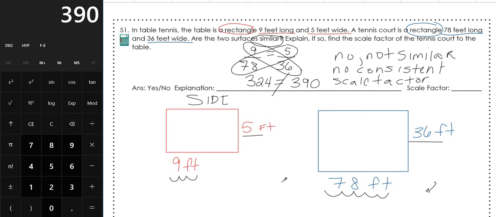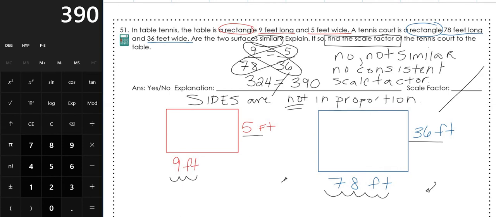Sides are not in proportion. And they have to be in order for things to be considered similar. Now, the second part of this question says find the scale factor if they are similar. But since they're not similar, you don't have to do the second part of this. There is no scale factor.